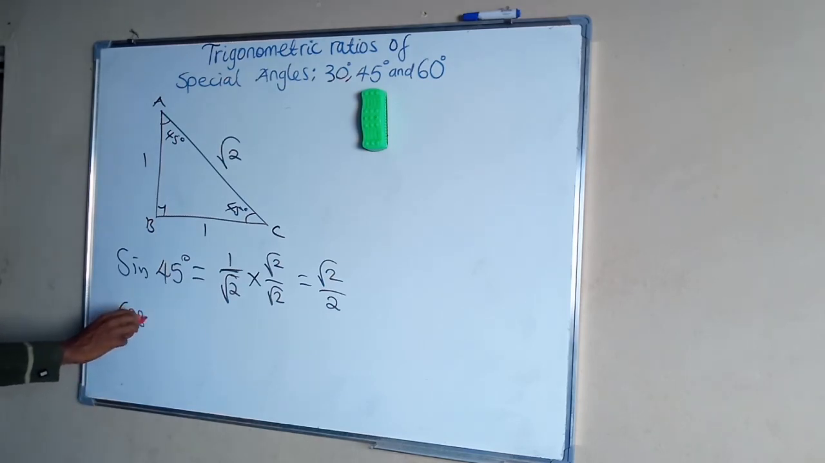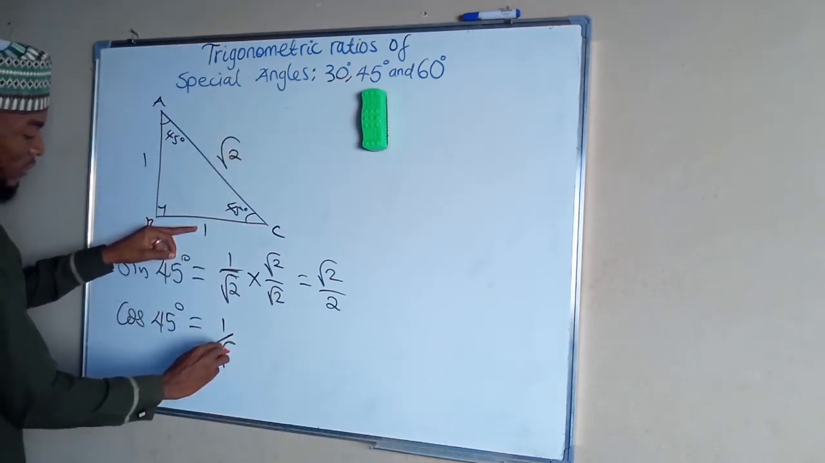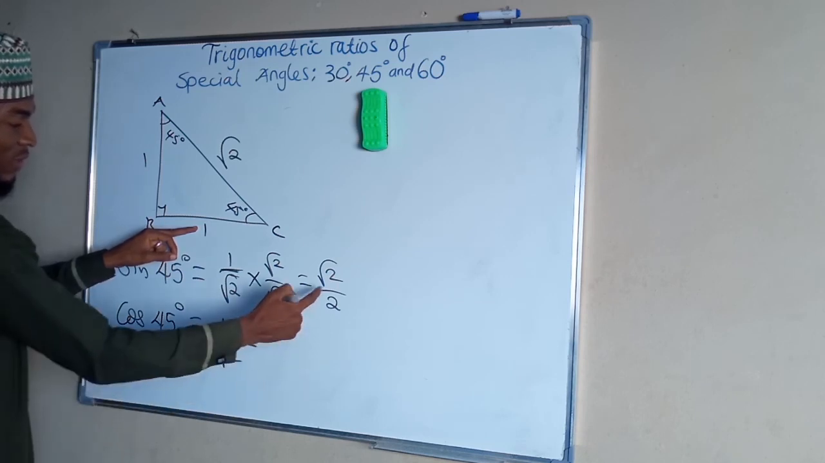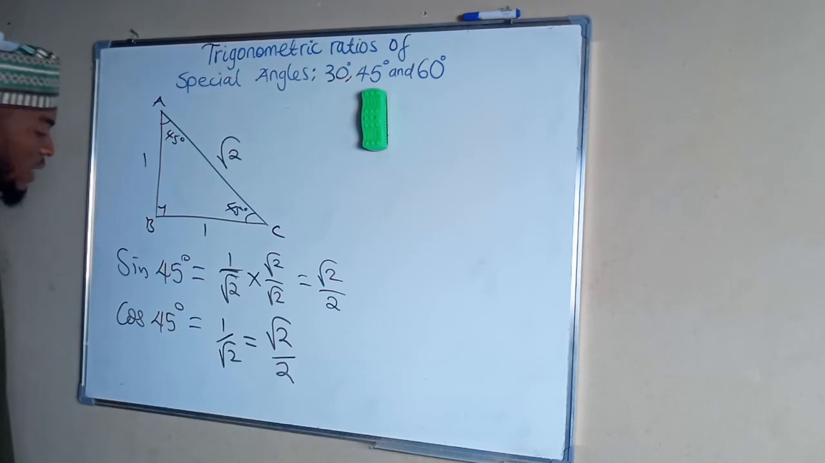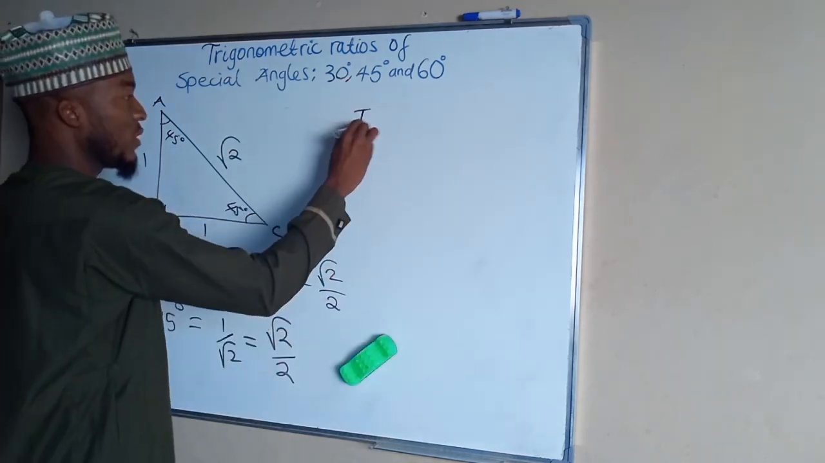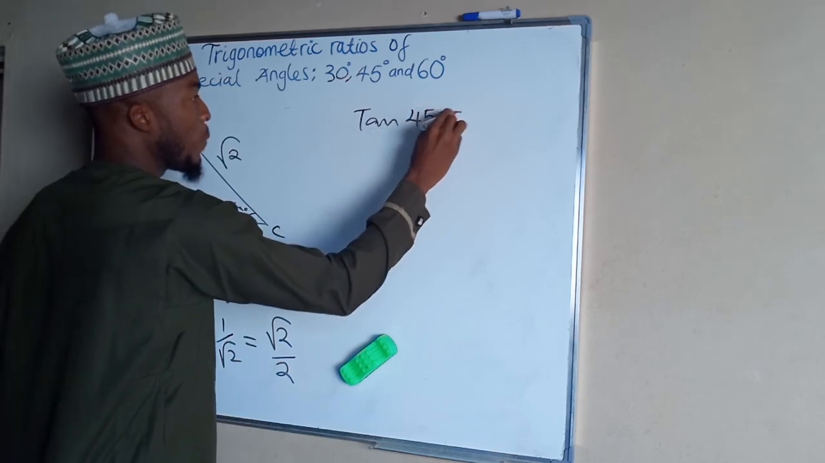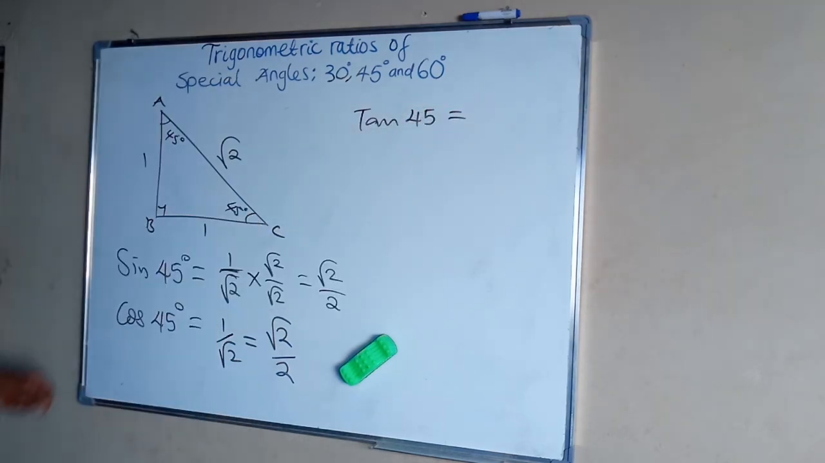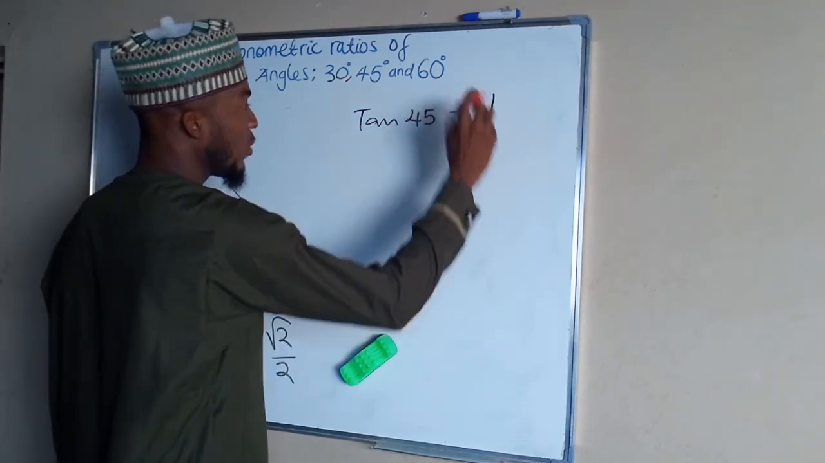So we move to cos 45 degrees. Adjacent divided by hypotenuse, so we have the same thing, 1 divided by root 2. If you rationalize this, you end up having root 2 divided by 2. Then the last one, tangent of that angle 45 degrees, is opposite divided by adjacent, which is 1 divided by 1 and is equal to 1.